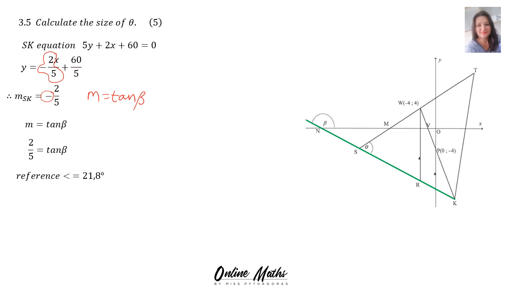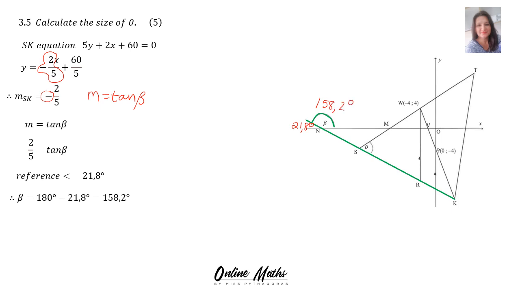And that means it's this little angle there, 21,8 degrees. And then if you want angle beta, you're going to say 180 minus 21,8 is 158,2, because it's that angle. It's angles on a straight line. So 158,2 degrees. That is what beta is.